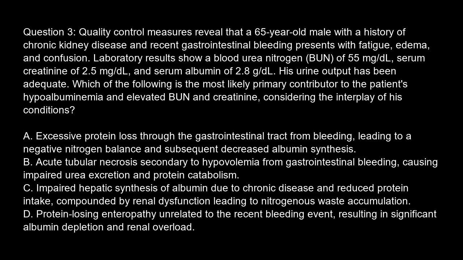Option A. Excessive protein lost through the gastrointestinal tract from bleeding, leading to a negative nitrogen balance and subsequent decreased albumin synthesis. Option B. Acute tubular necrosis secondary to hypovolemia from gastrointestinal bleeding, causing impaired urea excretion and protein catabolism. Option C. Impaired hepatic synthesis of albumin due to chronic disease and reduced protein intake, compounded by renal dysfunction leading to nitrogenous waste accumulation. Option D. Protein-losing enteropathy unrelated to the recent bleeding event, resulting in significant albumin depletion and renal overload.